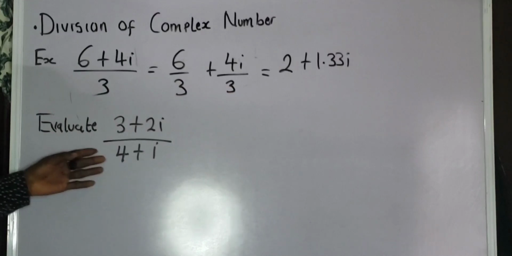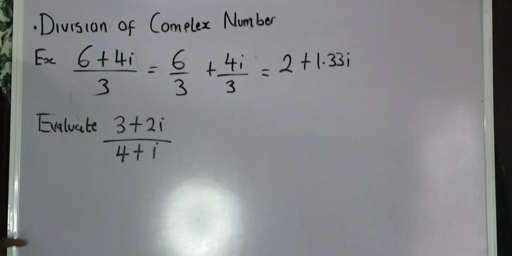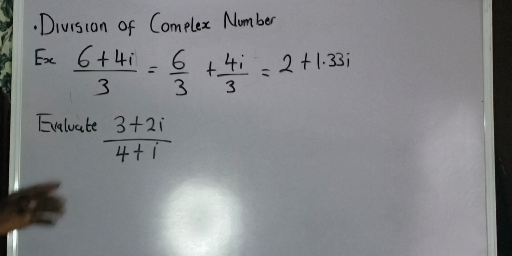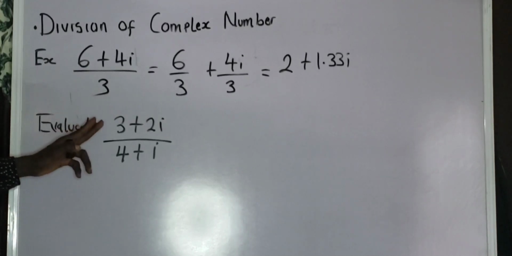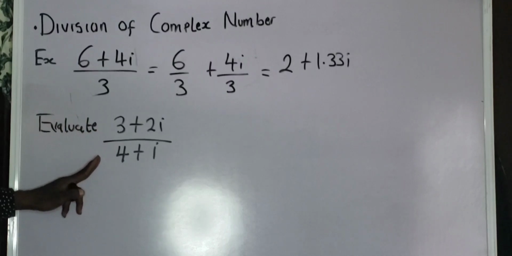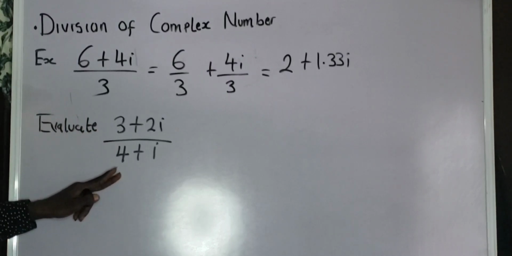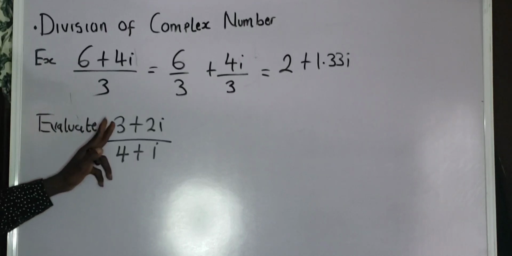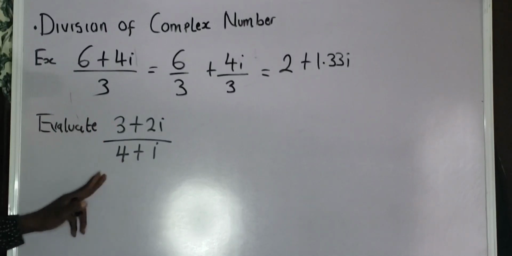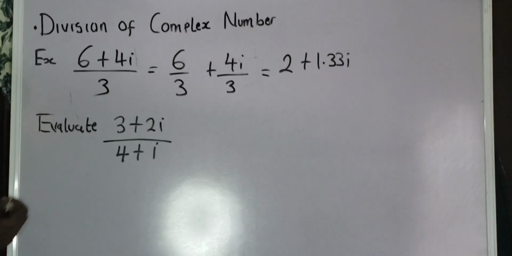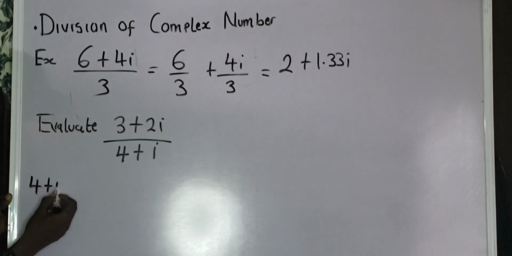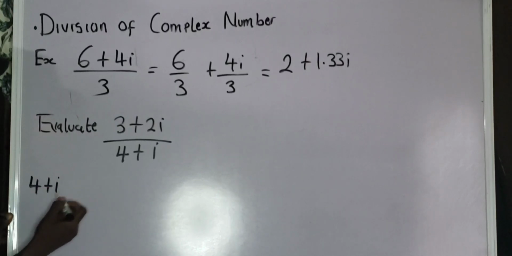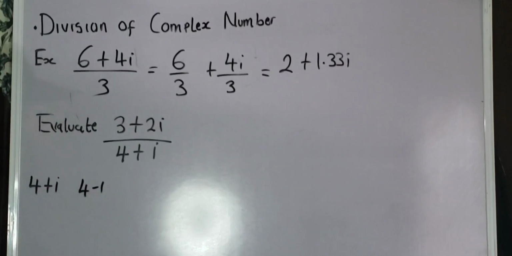But here we cannot use the same method. Now, what do we do if we want to calculate this? In order to evaluate this, we have to multiply both the numerator and the denominator by the conjugate of the denominator. Don't forget that 4 plus i is the denominator. But the conjugate of 4 plus i is what? 4 minus i. You understand?